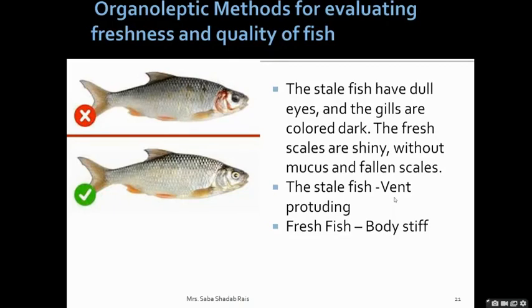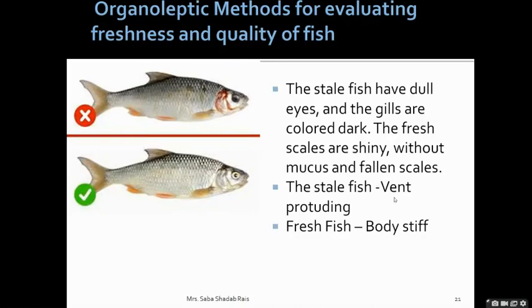If you don't like to touch and your mother has sent you to buy the fish, just check whether the external opening is proper or not. If it is coming out, that means this particular fish is not fresh. So these are the certain criteria.